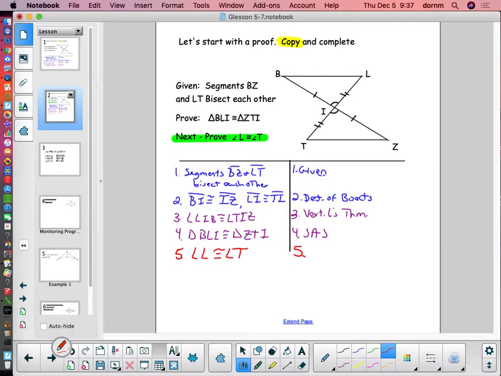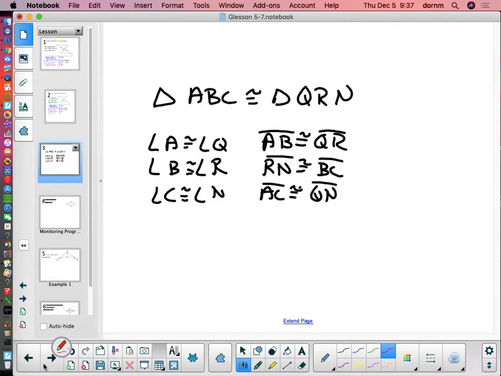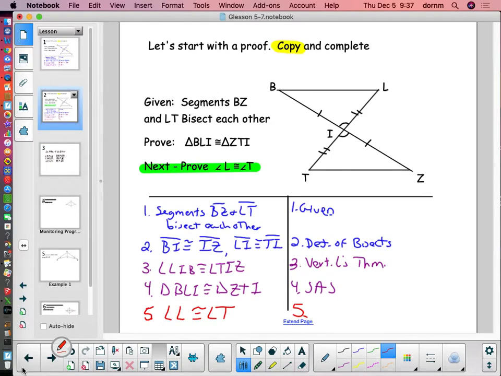And my reason we're going to use here is the definition of congruent triangles. But that's a lot to write out, definition of congruent triangles. So we have an abbreviation that goes with that. Let me explain where it comes from before I tell you what it is. The definition of congruent triangles says corresponding parts of congruent triangles are congruent.